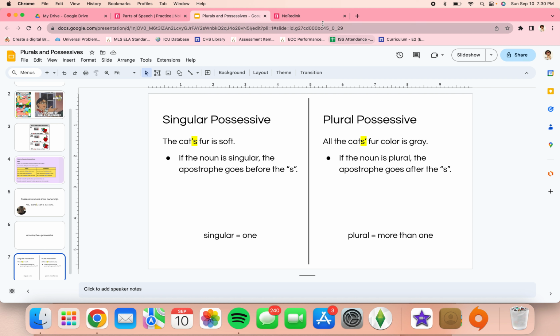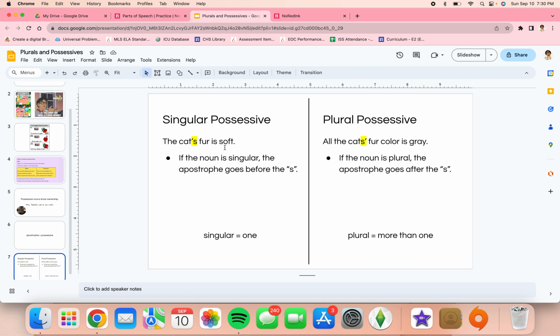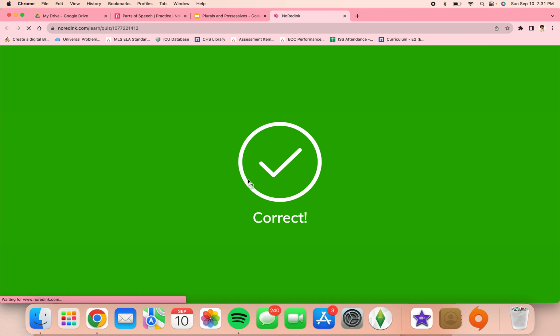So, let's look at this no red ink right here. As long as Severus Snape has a copy of the secretary's notes, he will remember what happened at the meeting. So we know if there's an apostrophe, this isn't plural. There are not multiple secretaries. How many are there? If the apostrophe is before the S, then it is singular possessive. There is only one secretary.